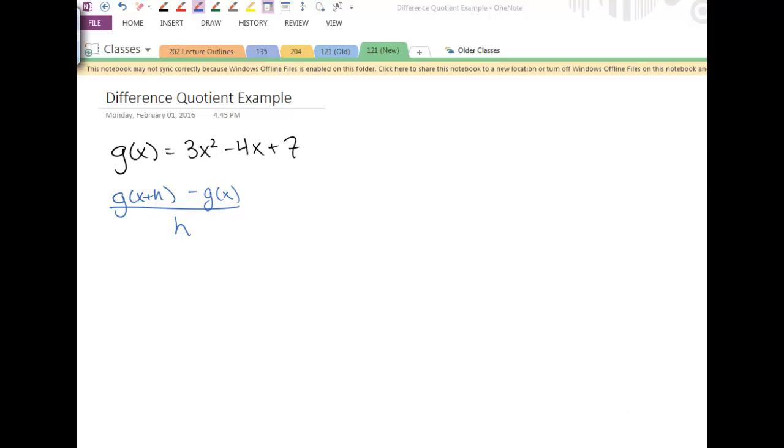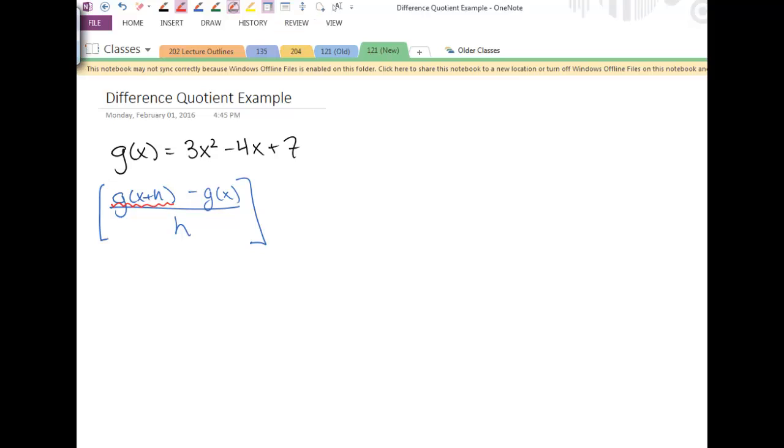Everyone, in this video I just wanted to go through one more example of the difference quotient. So this was the last example on the in-class worksheet, this function here. And remember that the difference quotient is this quantity here, and the key for us is just to interpret what this should look like if this is the function that we're given. And probably the hardest part of this is understanding this notation, this g of x plus h.